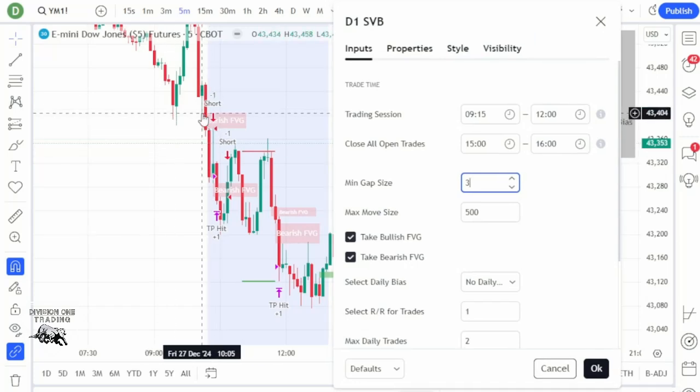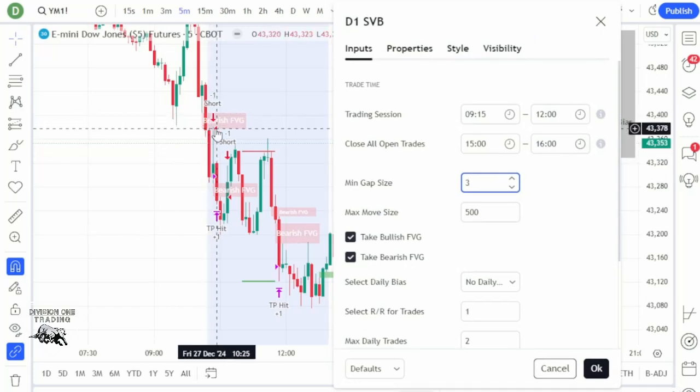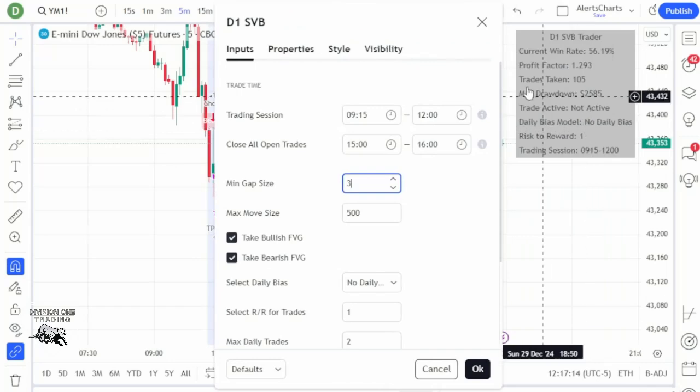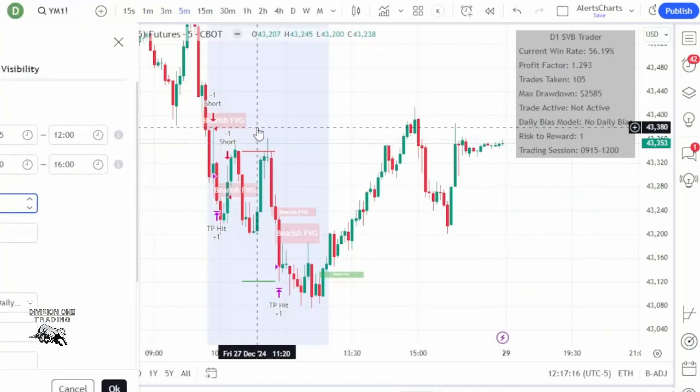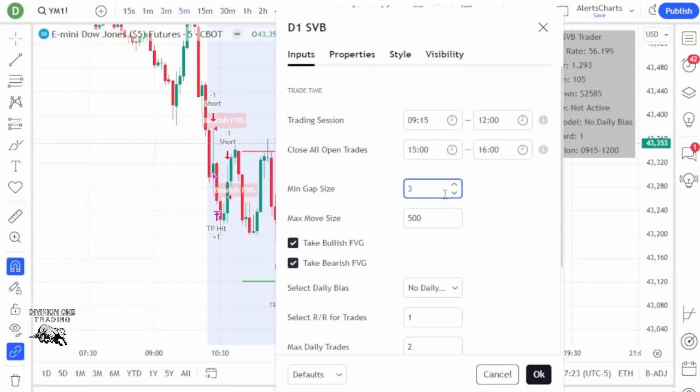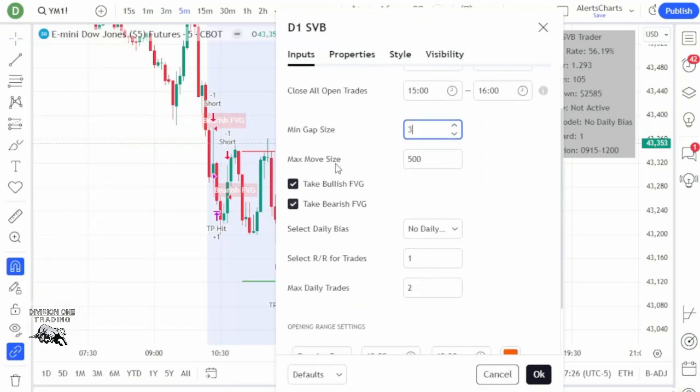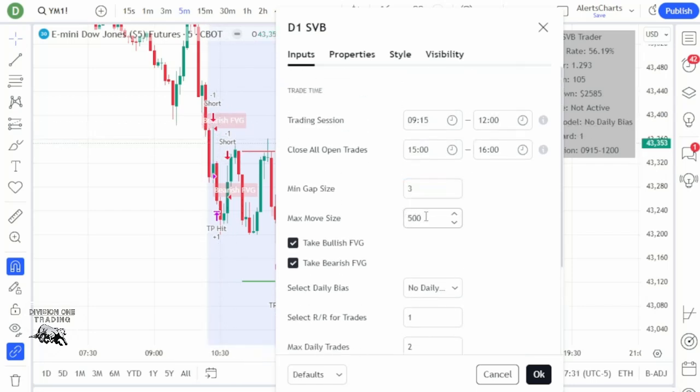And the gap size is just, again, measuring the gap. So if it's at 3, it's going to be looking at price. So if it's at this gap, you can see this gap has a low of 43,380. The high is 43,406. So that gap is definitely more than 3 points. Max move size, I don't think it's really measuring the move. That's just there for testing purposes.